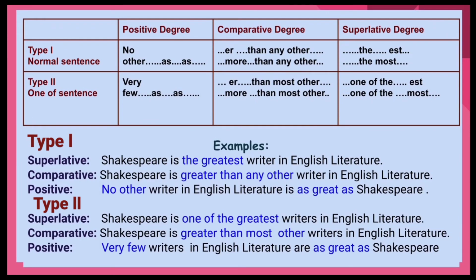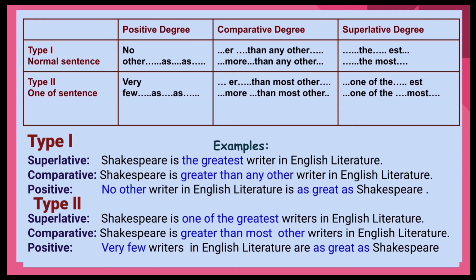Down again we have a sentence same like the up. Shakespeare is one of the greatest writers in English literature. Now what are the differences between the sentences? In the first sentence, I am telling Shakespeare is the greatest writer in English literature. Shakespeare is the greatest, उससे बढ़ के कोई नहीं है.